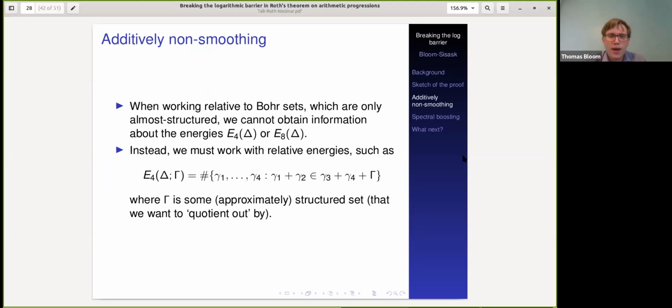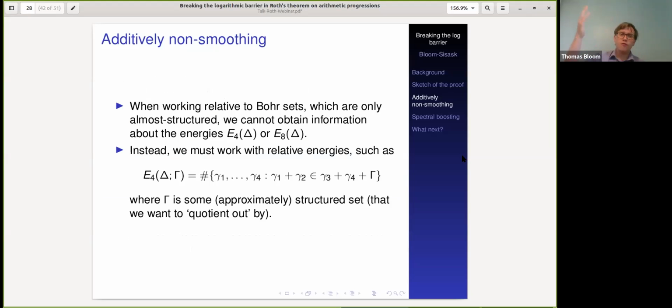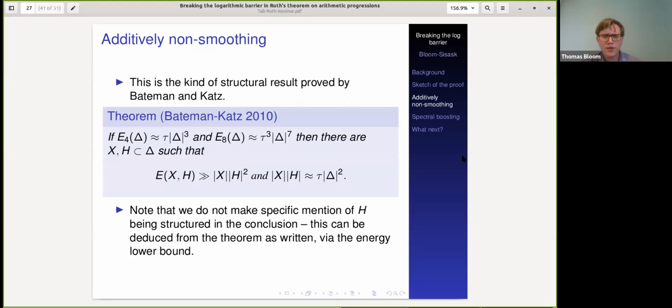Okay, so as I mentioned before, it's still morally this kind of result that we use, but unfortunately we can't use the theorem of Bateman and Katz as a black box. Essentially because we're doing all this stuff relative not to subgroups, but relative to Bohr sets, which are only approximately structured. And in particular, we can't really obtain any useful information about the actual energies E4 of Δ or E8 of Δ. There's just no way to get any sort of sensible, useful bound on these quantities, so we can't hope to achieve these hypotheses.